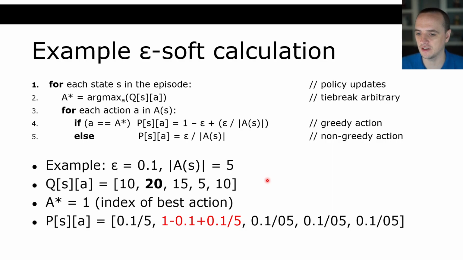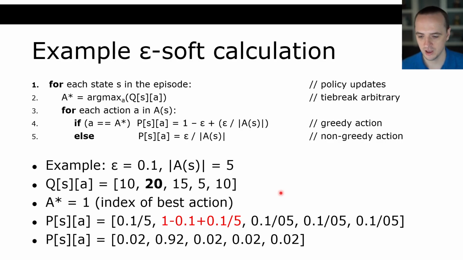So 90% of the time, we're going to be choosing this action as the greedy action, but we also have that 2% chance to choose this action as the random action, okay? So what we end up with for our policy is 2% of the time choose action 0, 90 plus 2% of the time choose action 1, and then 2% of the time for the rest of them. Okay, so I hope that makes a little bit more sense, and now this calculation makes more sense.